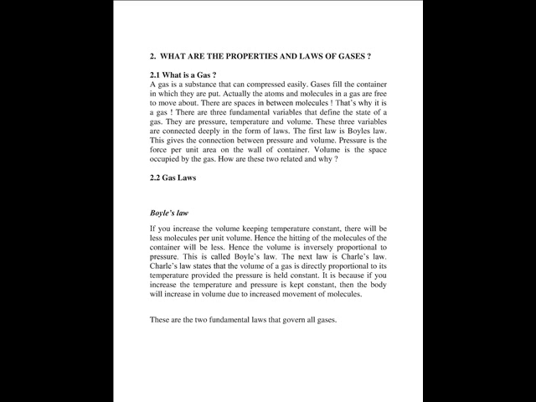There are three fundamental variables that define the state of a gas. They are pressure, temperature, and volume. These three variables are connected deeply in the form of laws. The first law is Boyle's law. This gives a connection between pressure and volume. Pressure is the force per unit area on the walls of the container. Volume is the space occupied by the gas. How are these two related and why?